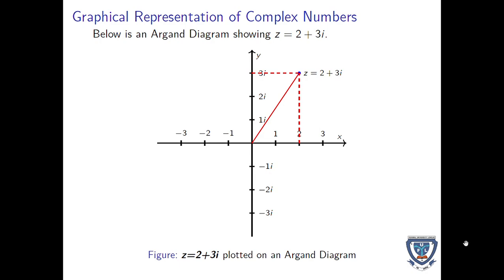Our next subtopic here is the graphical representation of complex numbers. We use what is called the Argand diagram to represent complex numbers. A typical example is on the screen, where we have to represent the complex number z equal to 2 plus 3i. You will quickly note that the real part is represented on the x-axis, while the imaginary part is drawn from the y-axis.